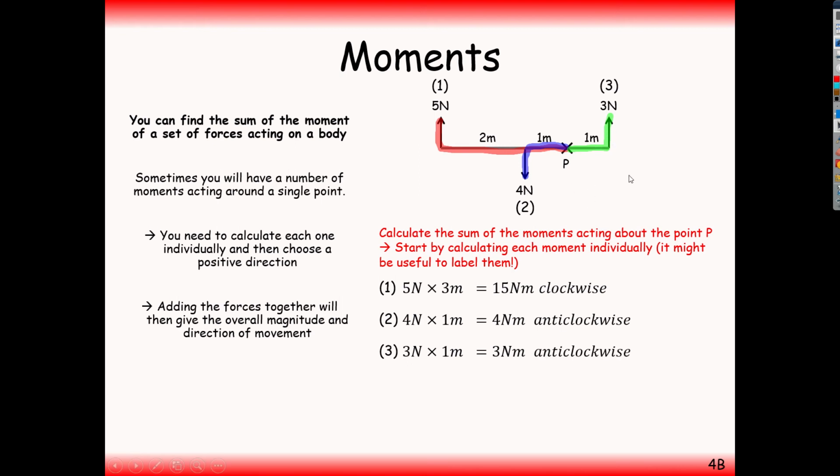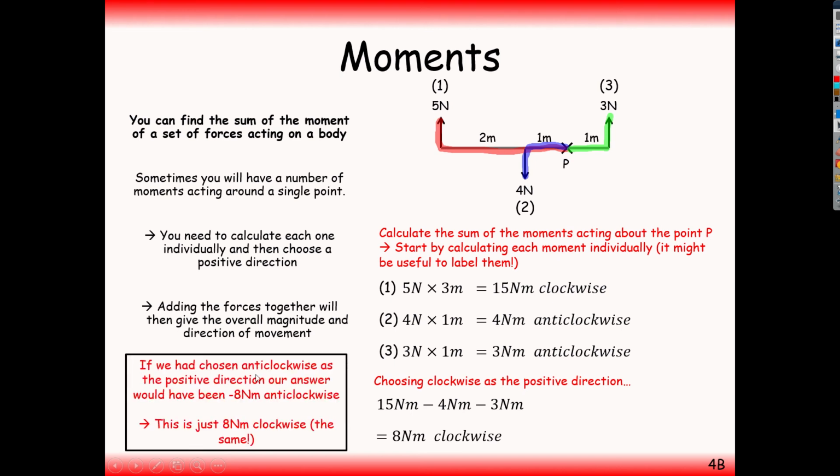Okay, if we're going to sum these together, what we need to do is fix a positive direction, and then anything against that direction is going to be negative. Now normally you'd choose the direction that ends up with a positive moment, so it looks like clockwise is the one to take as positive this time. Then 15 Newton meters is positive, the anti-clockwise moments are negative, add together and you get 8 Newton meters. And the direction overall is clockwise. We could have said minus 8 Newton meters anti-clockwise, but that's the same. Reversing the direction makes your moment negative.